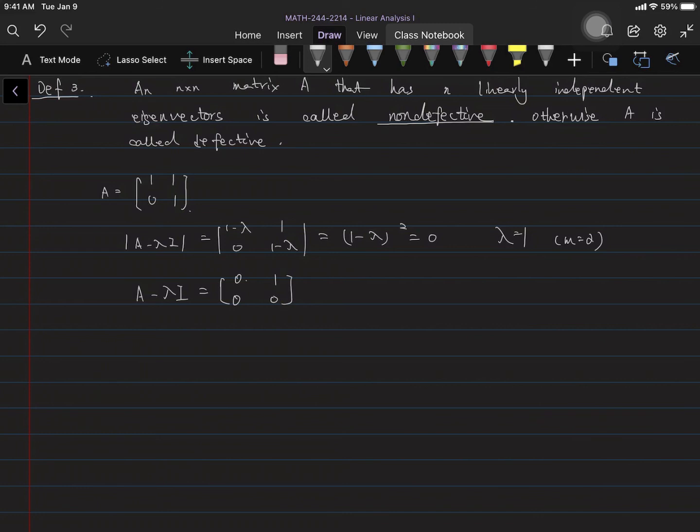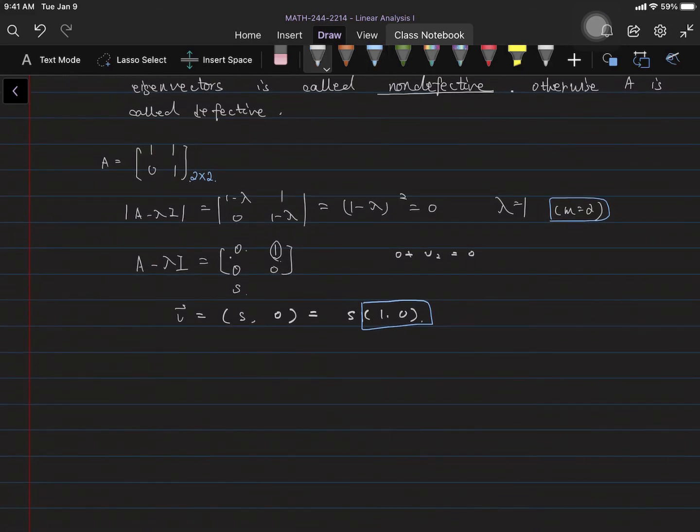Change this into row echelon, and this is already a row echelon, right? And in this case, do you still remember how to set the free variable? Who is the free variable? Whichever has no leading one is the free variable, so it should be V1, because the second position has a leading one here. So the V vector should be S, and if we look at the first row, it's 0 plus V2 equals 0, right? So V2 is 0, which gives S times 1, 0. In this case, you can see we only get one eigenvector, even though our multiplicity is 2, and this matrix is 2 by 2. So in this case, our A is defective.